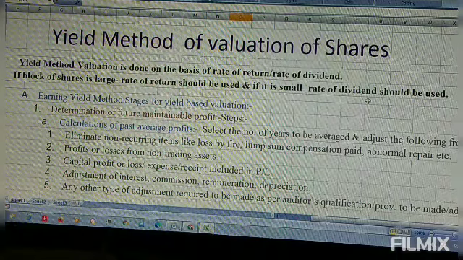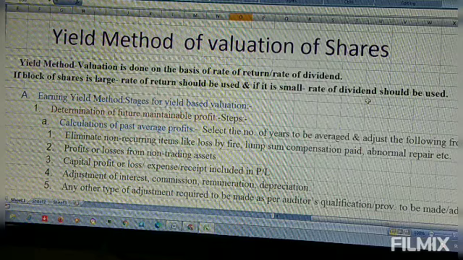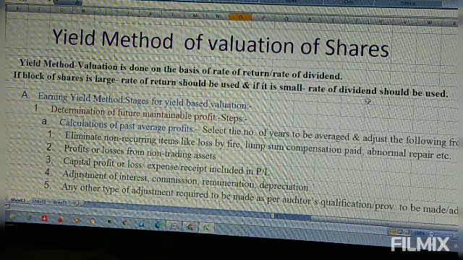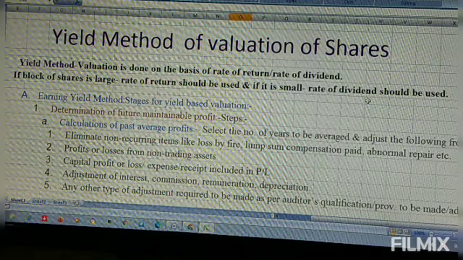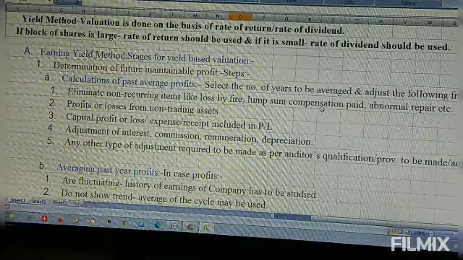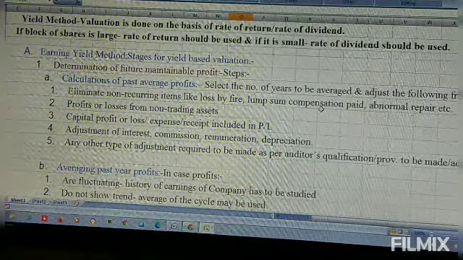So if the block of shares is large, remember, then rate of return should be used. If the block of shares is large, we have to use the rate of return method. If the block of shares is small, then rate of dividend should be used. That we have to keep in mind while calculating. Okay, now we'll see what steps we have to follow.